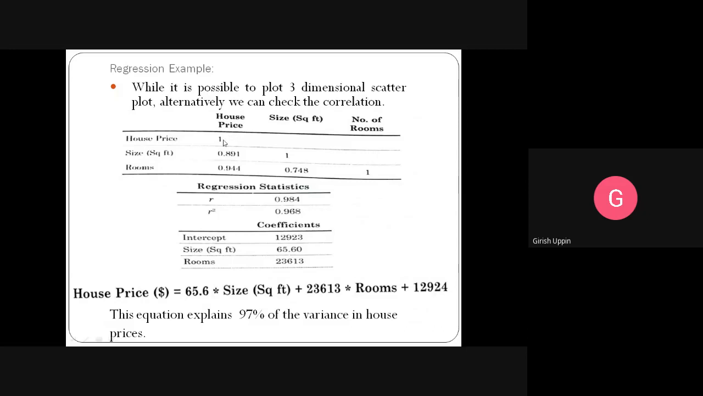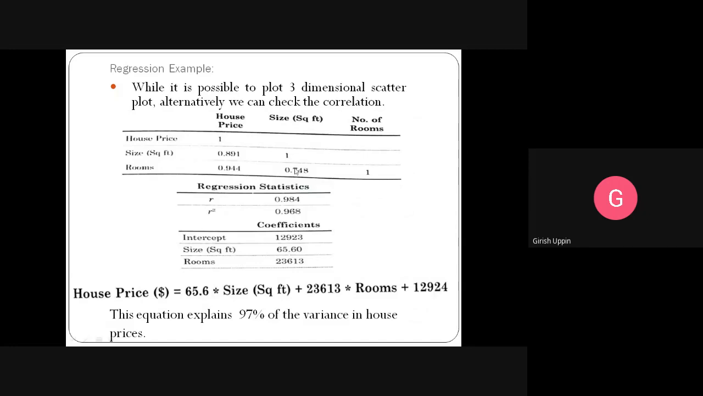House price and house price, obviously, the correlation is 1. Size and the house price is 0.891, and rooms and the house price, you can see there is a very good relationship, a very high correlation between the rooms and the house price, which is good, so that we can have better predictions.